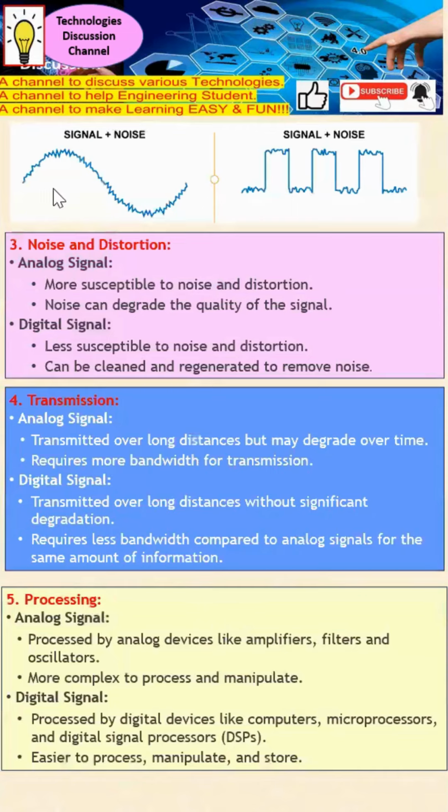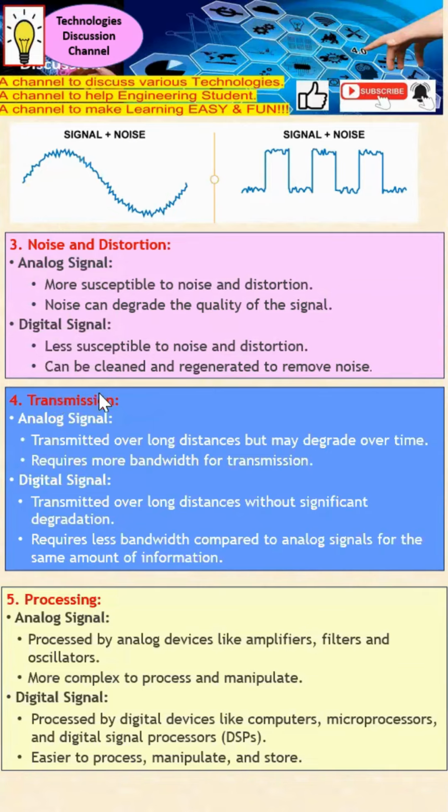Okay, let's come to the second portion, which is noise and distortion. For analog signals, definitely it is much more vulnerable to noise and distortion. Hence, noise can degrade the original signal, and hence we are not able to receive the signal. As for digital signals, they are less sensitive to noise. It can be easily cleaned and regenerated in order to remove the noise, since this is just 1 and 0.